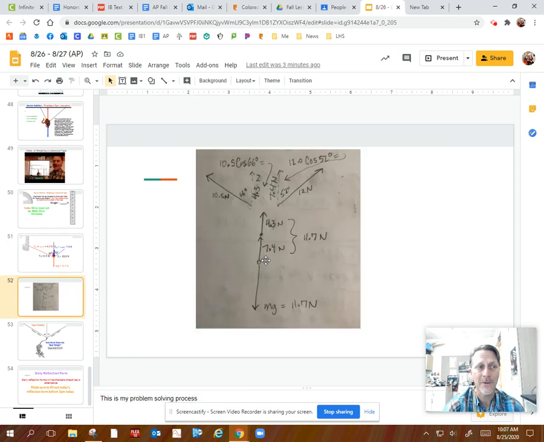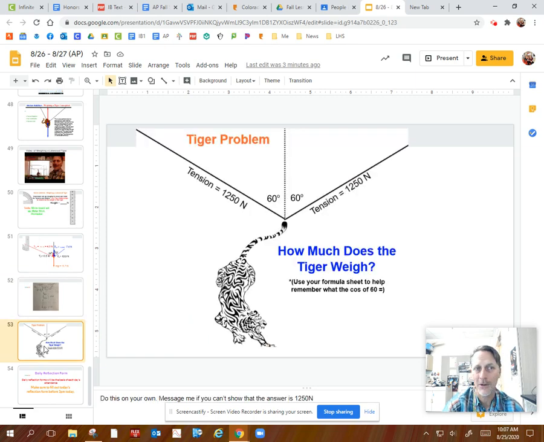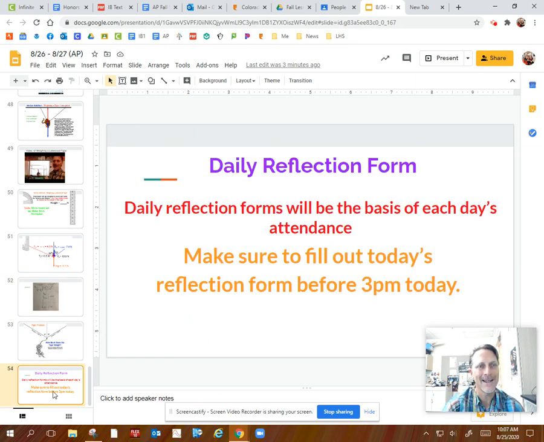Once you're finished with that, go ahead and solve this problem right here based on what you just learned. That'll be it for the day. Then you do your daily attendance form and you're done. The daily reflection form is also attendance.